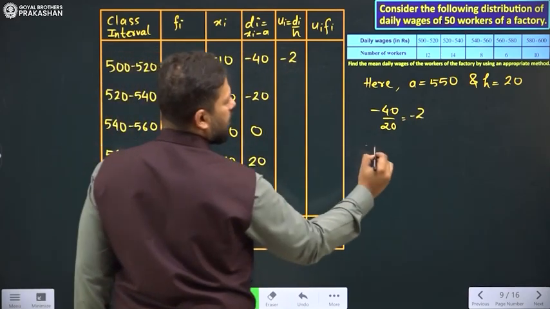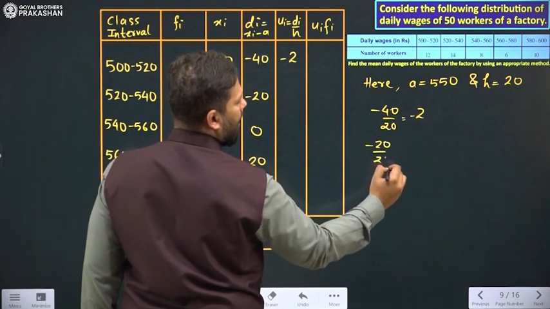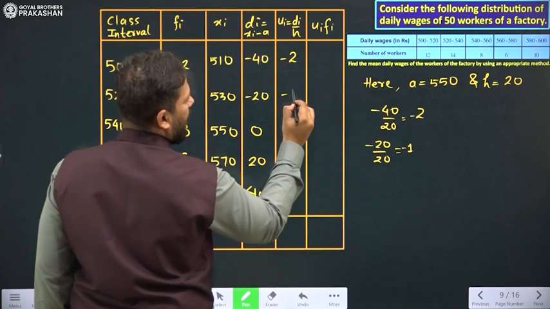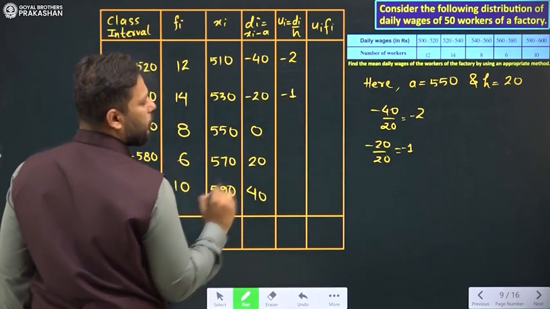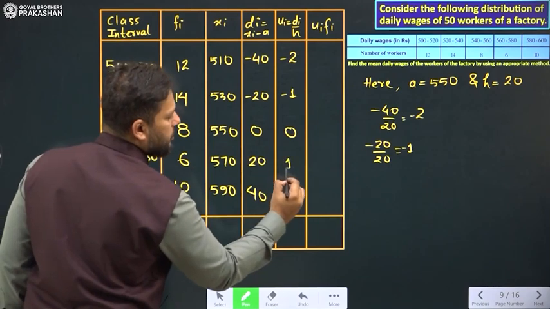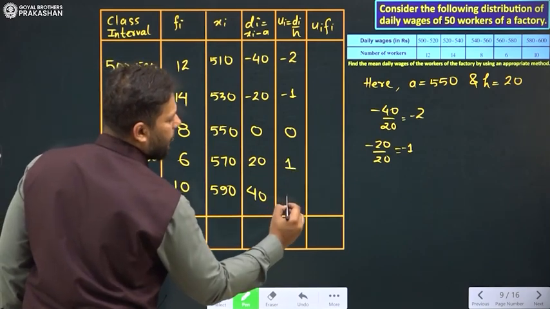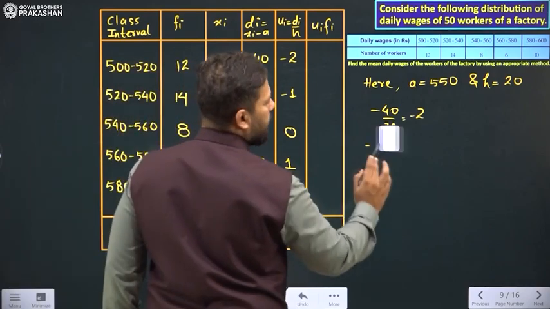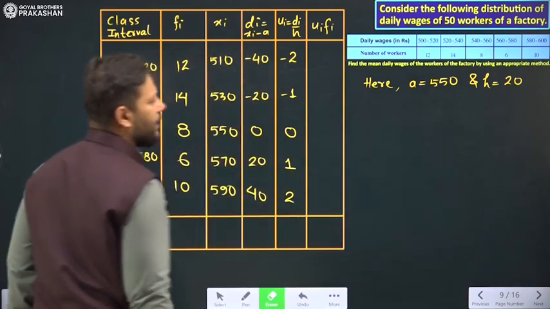In the next case it is minus 20 divided by 20. That will result into minus 1. So we'll write minus 1 over here. Then 0 by 20 will result into 0. 20 by 20 results into 1. And 40 by 20 results into 2. So it's quite easy. We got just all the Ui's.